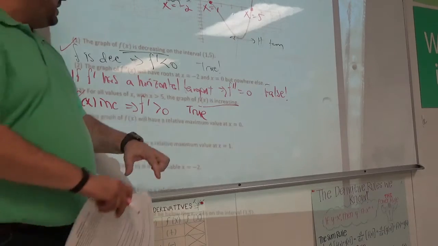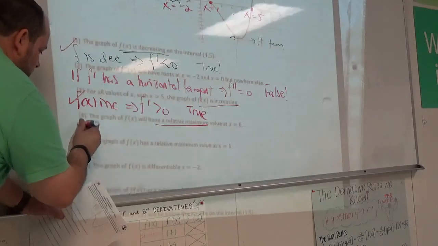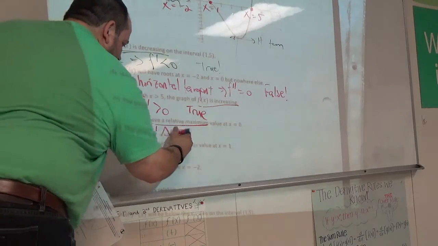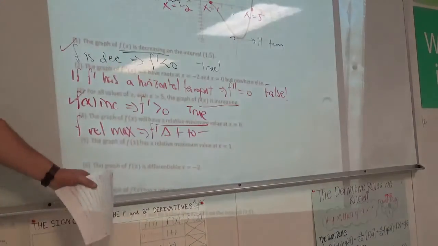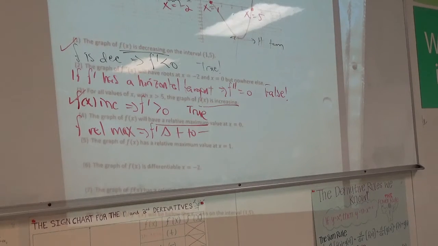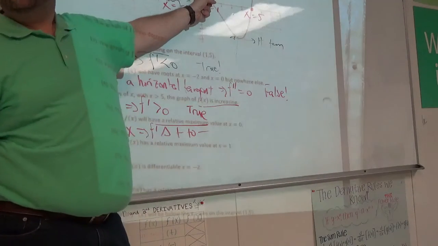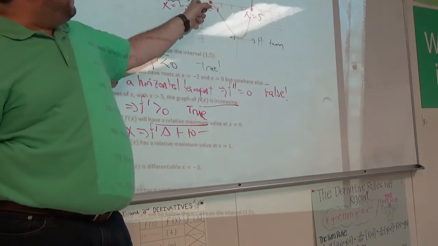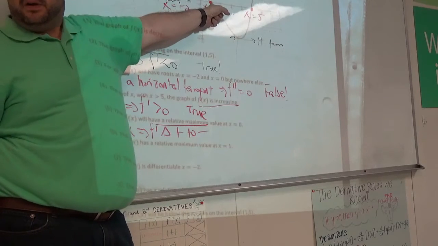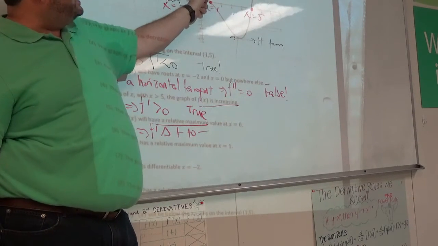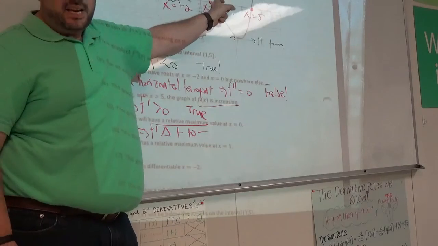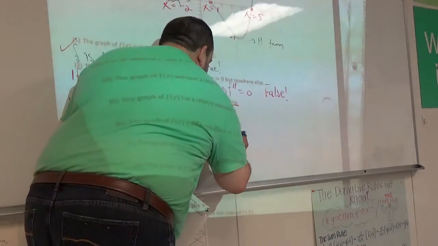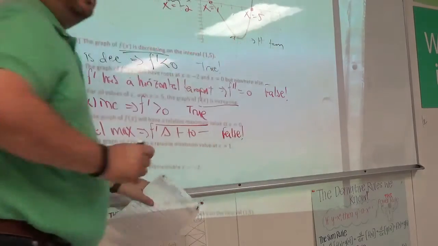Now, I think the hardest part for every single group that I hit was number 4. The graph of f of x has a relative max. So if f has a relative max, the thing that's true about f prime is that f prime changes from positive to negative. Look at the graph. This is the graph of f prime. Is f prime changing from positive to negative? No. F prime is positive before 0, positive after 0. So I don't have a relative max at x equals 0, so I'm going to say false.